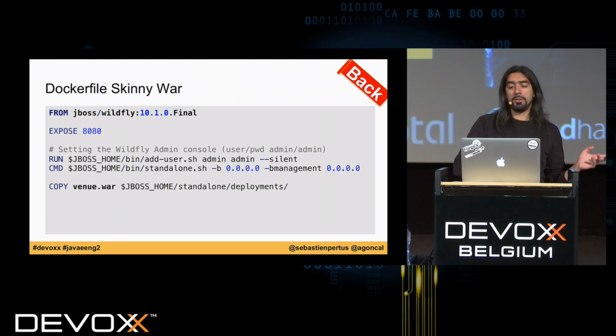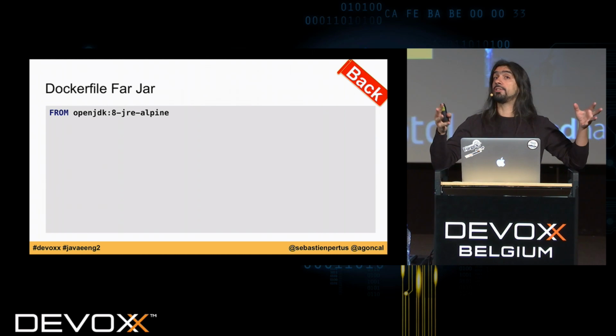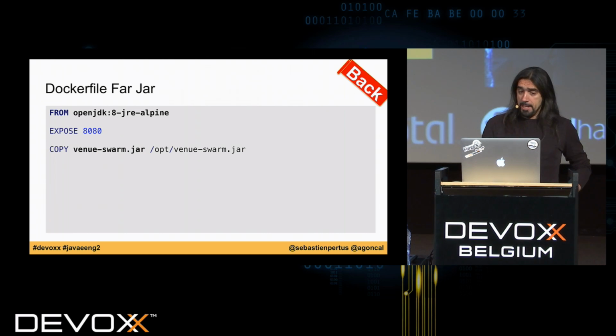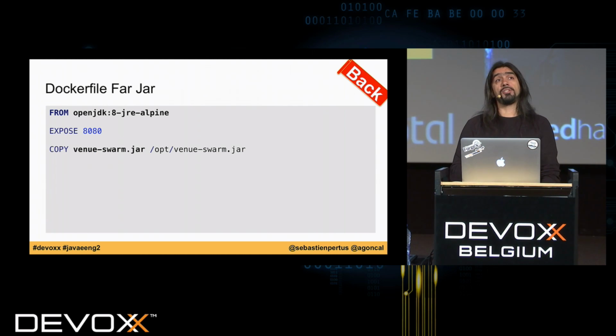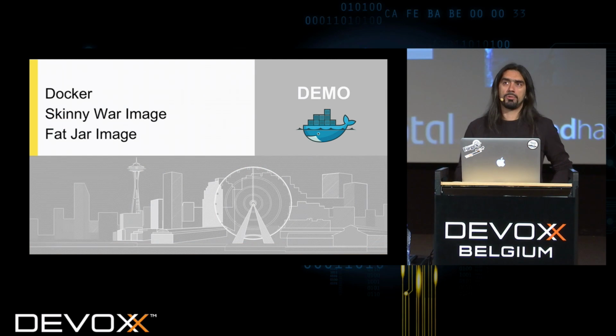I'm going to use the fat jar. Well, I don't have WildFly anymore. Remember that it's a fat jar, self-sufficient with everything in it. So I just use a JRE, I expose a port, okay? And I copy the fat jar and execute it, okay? I'm going to do these two exercises in the demo just to point out some changes.